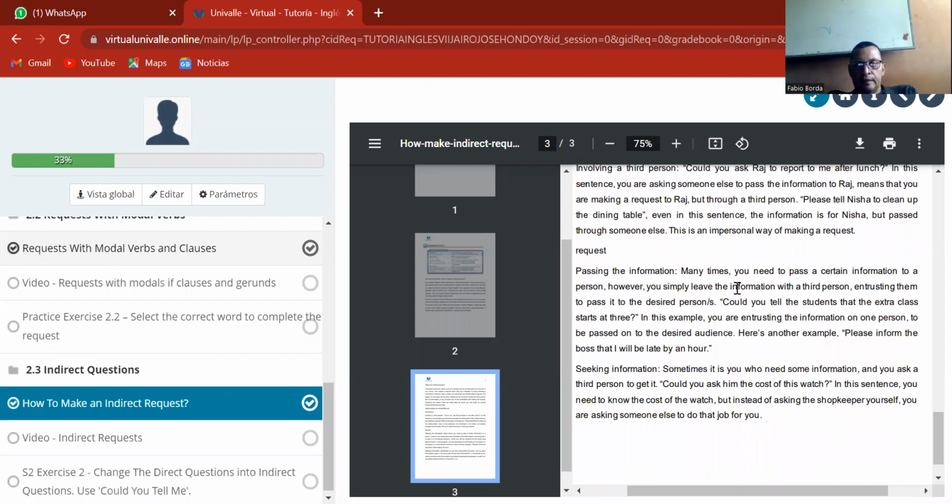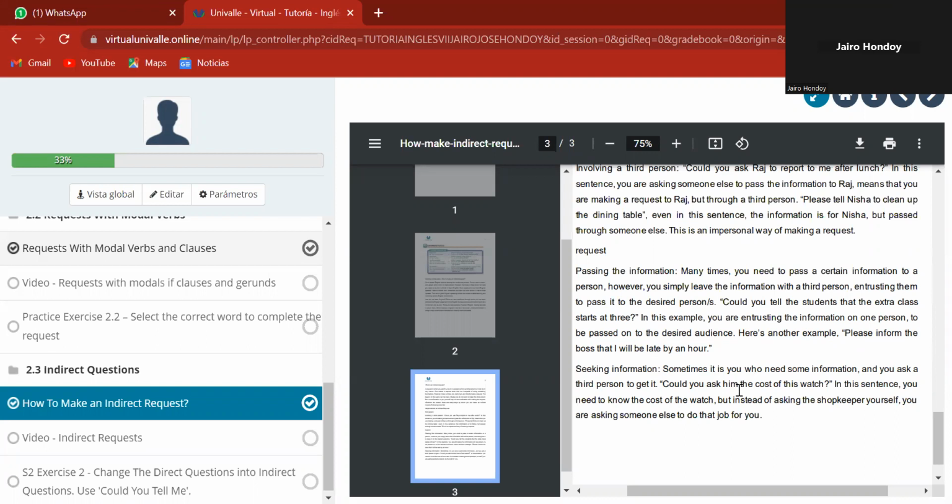Passing information. Many times you need to pass certain information to a person. However, you simply leave the information with a third person, entrusting them to pass it to the desired person. Could you tell the students that the extra class starts at 3? In this example, you are entrusting the information to one person to be passed on to the desired audience. Here is another example: please inform the boss that I will be late by an hour.